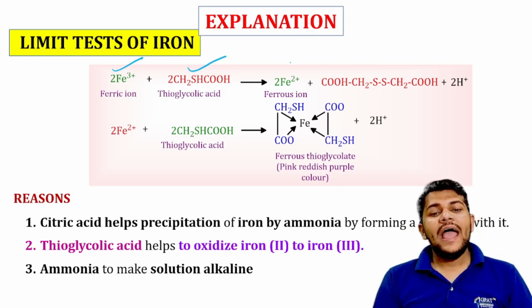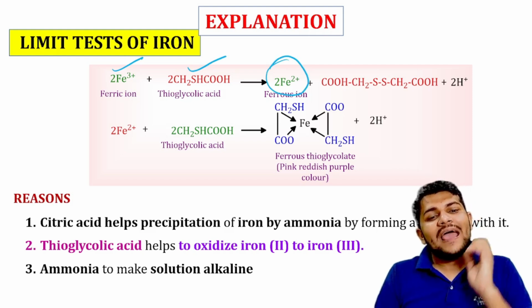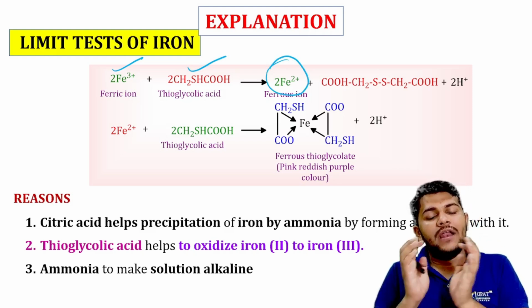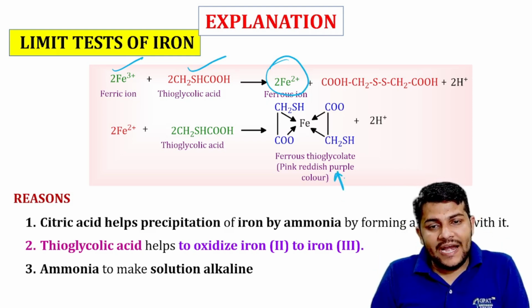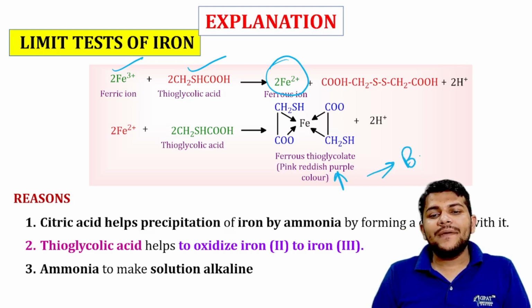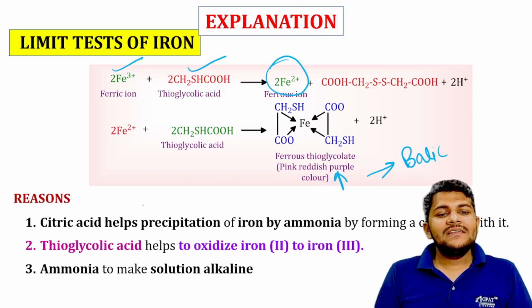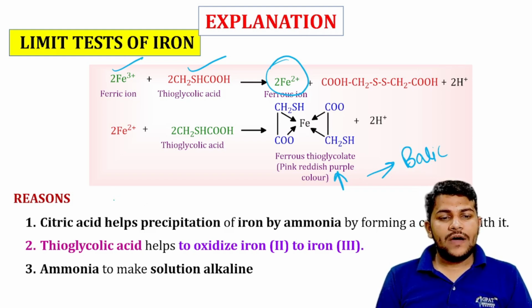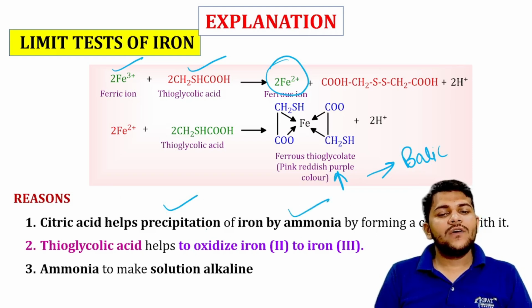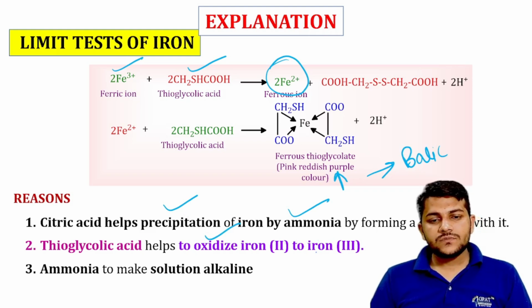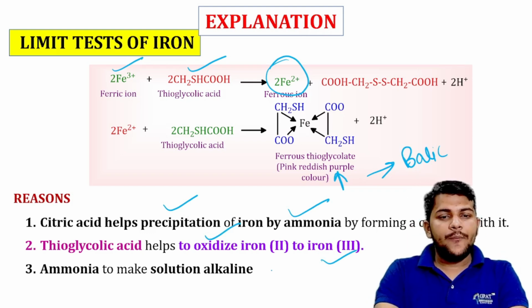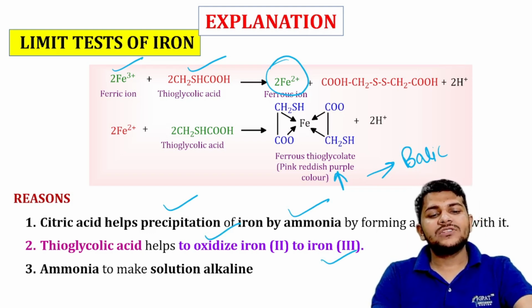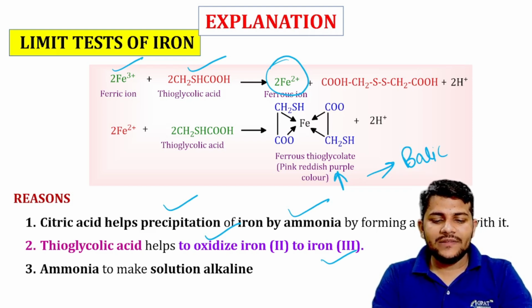and is converted into the ferrous ion. This ferrous form then reacts with thioglycolic acid, forming ferrous thioglycolate, which has a reddish purplish pink color in the basic medium. The citric acid used in the iron method helps in preventing the precipitation of iron by ammonia, and the thioglycolic acid helps to reduce iron third to iron second. And as we are using ammonia, it makes the solution alkaline.